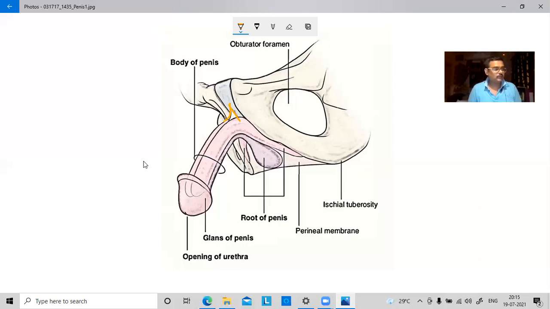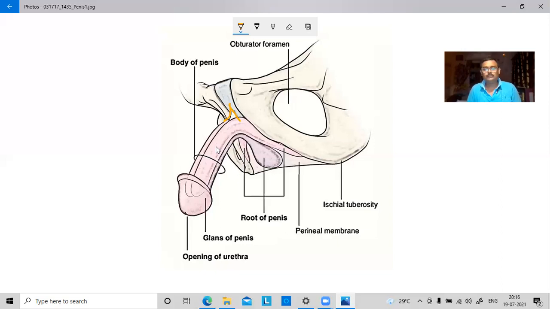Now, the postganglionic fibers will release nitric oxide at the nerve terminal end, at the cavernous arteries. With the release of nitric oxide, the cavernous artery will dilate. Thus, there will be increased ingress of blood through the cavernous artery within the corpora cavernosa. Thereby, the corpora cavernosa will be filled up with blood and become tight.